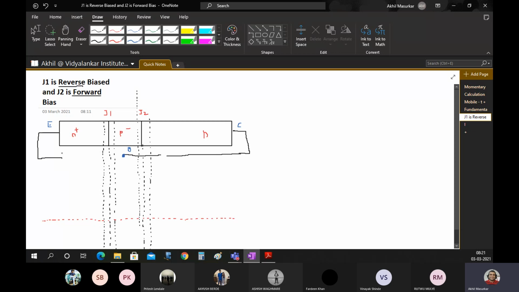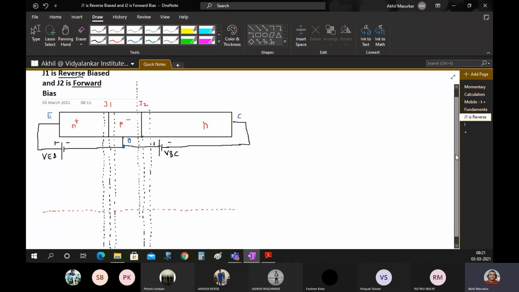So here I have to connect the positive of the supply, and here I have to keep this forward biased. So this is plus minus VBC and this is plus minus VEB. Come on, draw this like this.